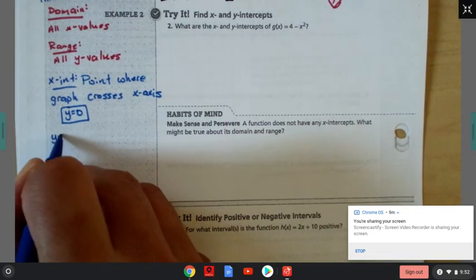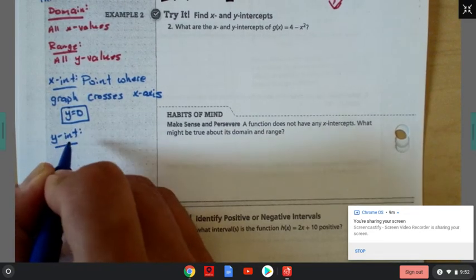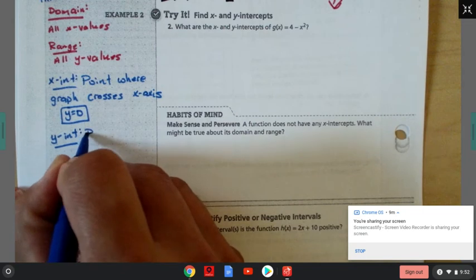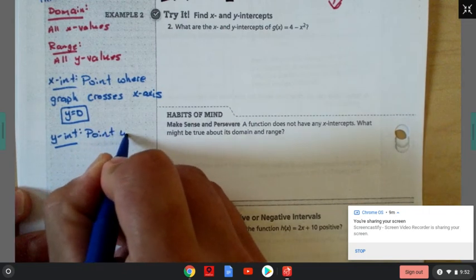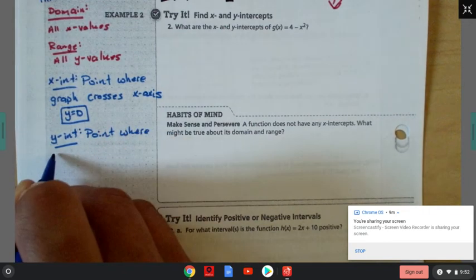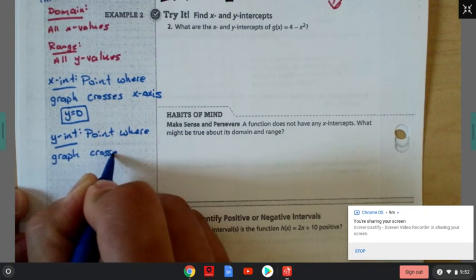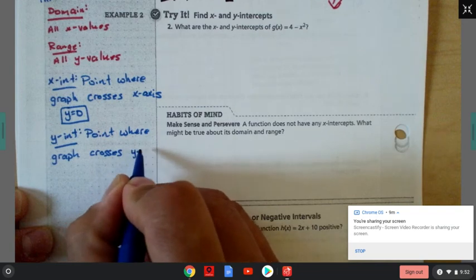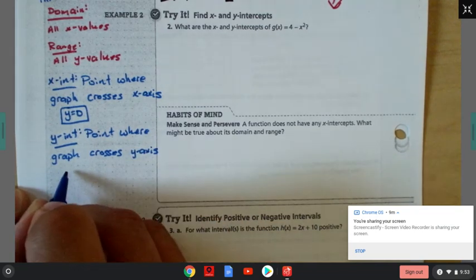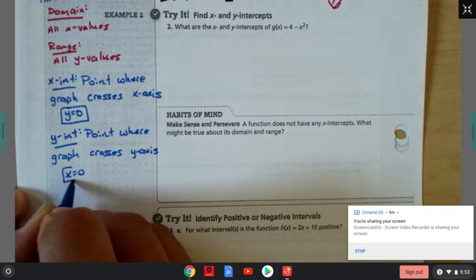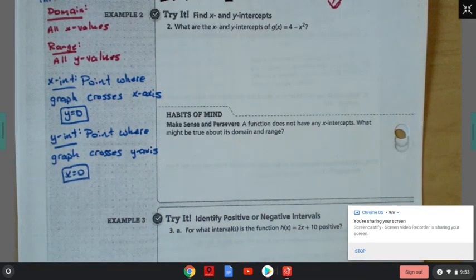It's going to be the exact same thing for the y-intercept. So the y-intercept is going to be the point where the graph crosses the y-axis. And that means that x would have to equal 0. So wherever the x is 0, that is what we call the y-intercept. Okay? So it's really, really easy to find the x and y-intercept when you're given a graph.